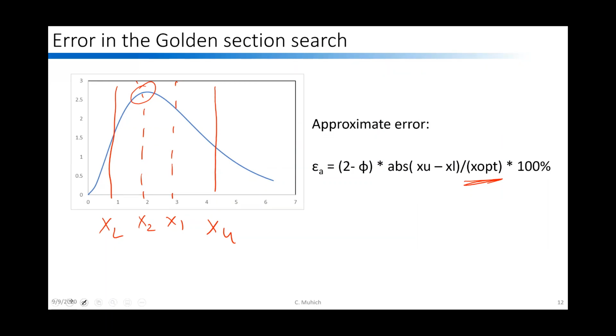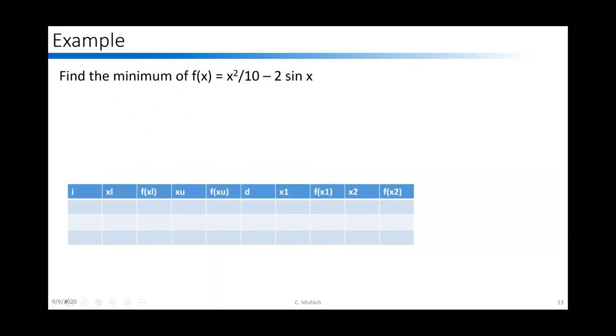Let's put some numbers to this, though. So we're going to take a function, f of x equals x squared divided by 10 minus 2 sine x, and this time we're going to find a minimum. Finding the minimum is going to be exactly like finding the maximum, but instead of looking for those interior points that give the highest value, we're going to look for the case where it's the lowest value.